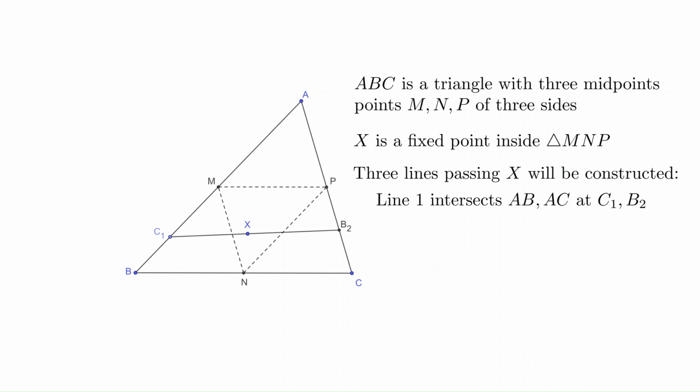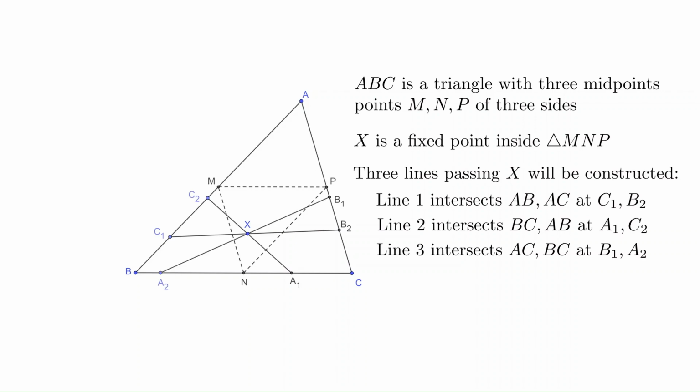The first line intersects AB and AC at C1 and B2 respectively. The second line intersects BC and AB at points A1 and C2 respectively. The third line passes through BC and CA at points B1 and A2 respectively.